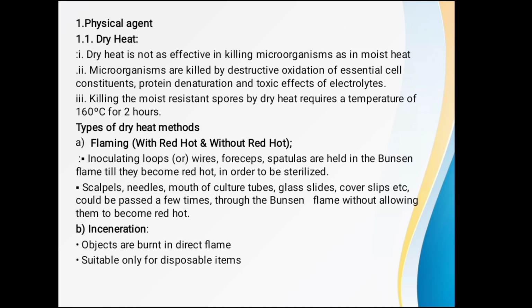Dry heat. Dry heat is not as effective in killing microorganisms as moist heat. Microorganisms are killed by destructive oxidations of essential cell constituents, protein denaturation, and toxic effects of electrolytes. Killing the resistant spores by dry heat requires a temperature of 160 degrees Celsius for 2 hours. Types of dry heat methods: flaming, incineration, hot air oven.